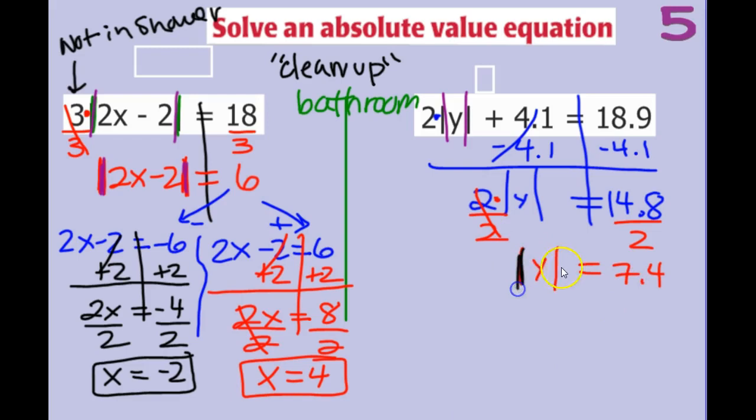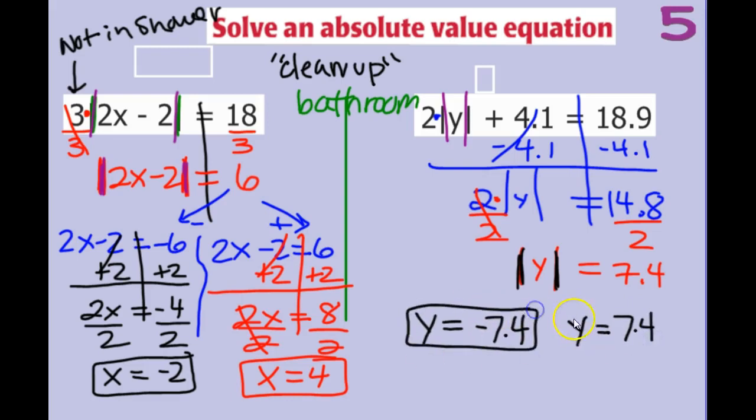So now that we have our absolute value by itself, we can set equal to the negative and to the positive. So y equals negative 7.4, and y could equal a positive 7.4. There's nothing to solve in this one because y is already by itself.